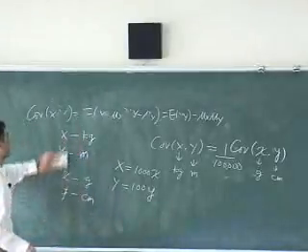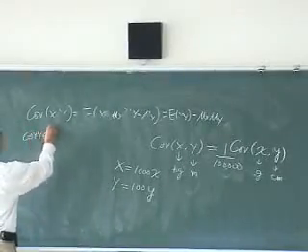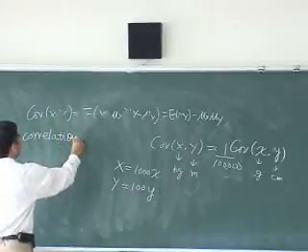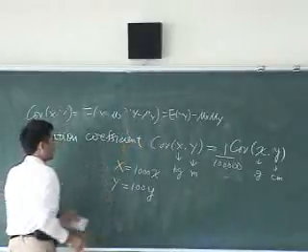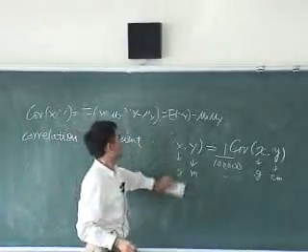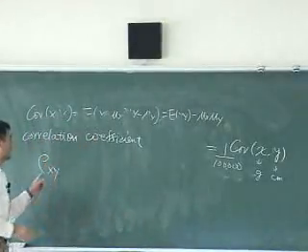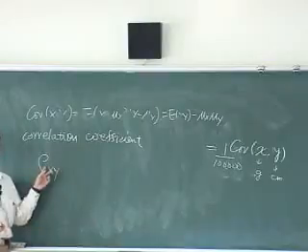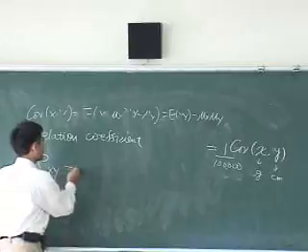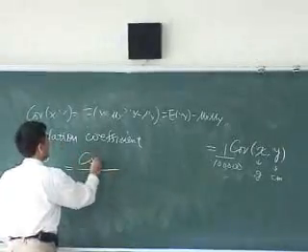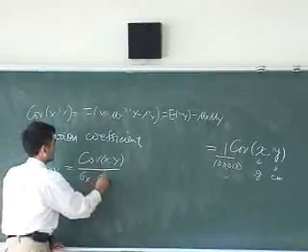It is the correlation coefficient. So what is the correlation coefficient? The correlation coefficient we call rho xy. This is another Greek letter. And what is rho xy equal to? It is equal to covariance xy divided by sigma x, sigma y.